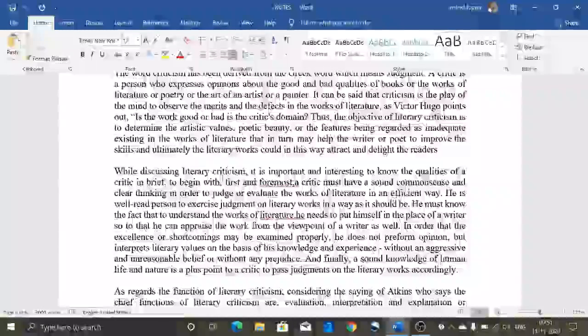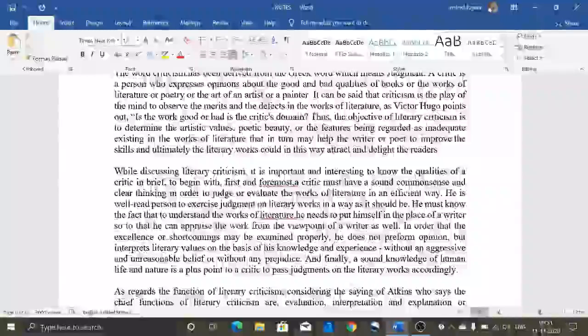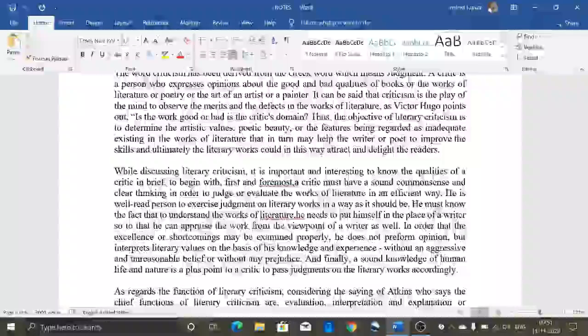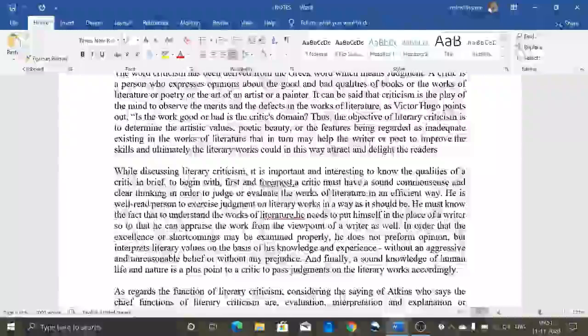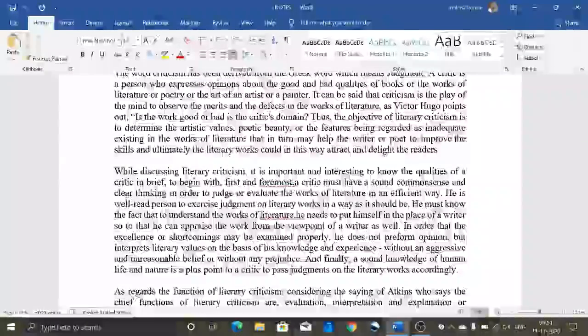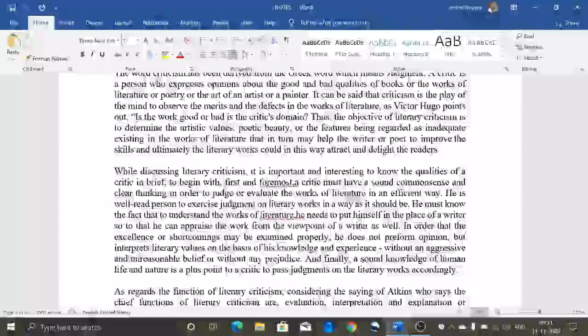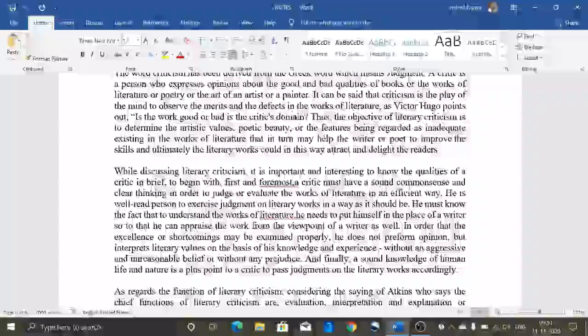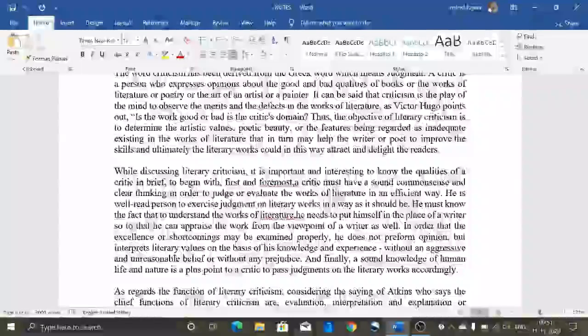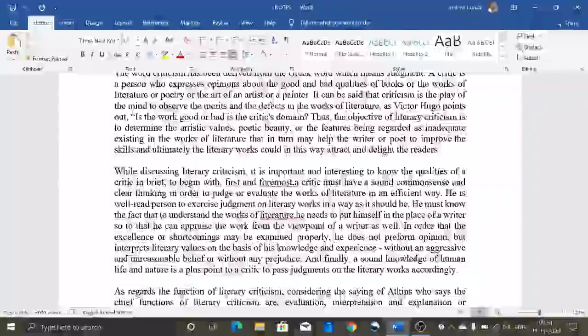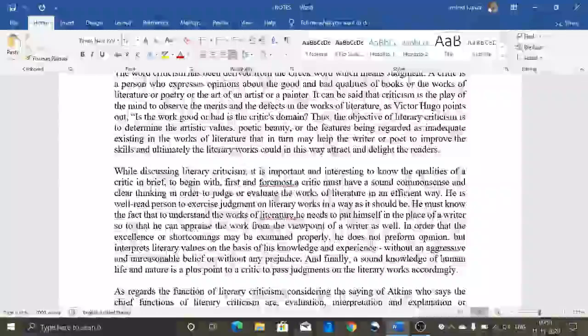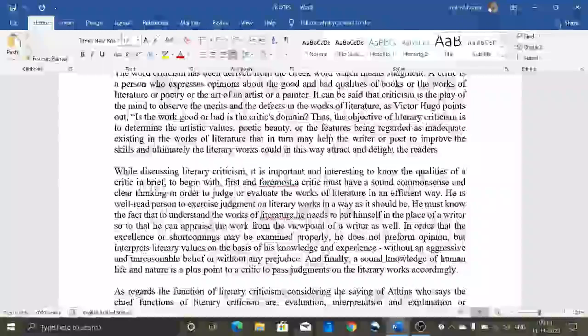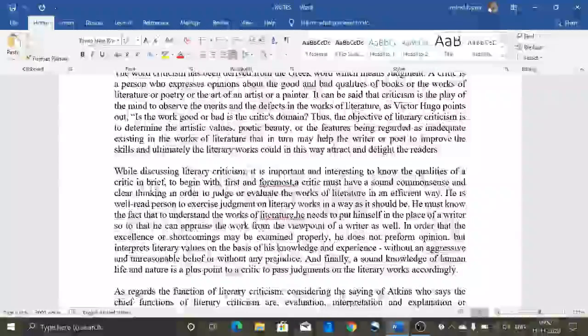So in order that the excellence or shortcomings may be examined properly, he does not perform opinion only, but interprets literary values on the basis of his knowledge and experiences. If he wants to find out the excellence and the shortcomings of that literary work of art, he must examine it properly. He must interpret the literary values on the basis of his knowledge and experience, without an aggressive and unreasonable belief, or without any prejudice.